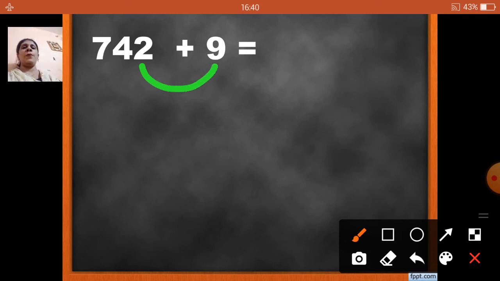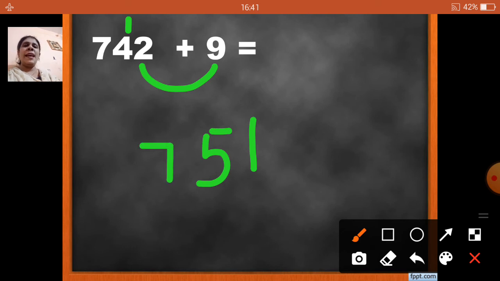10, 11. So, we will write 1 here and 1 we will carry over. 4 plus 1, 5. Now, for 7 what we are going to do, children? I am not going to tell you. Now, you tell me. For 7 what I am going to do? I am going to add 7 plus 0. So, 7 plus 0 will be 7. So, when we add 742 plus 9, we get our answer 751.